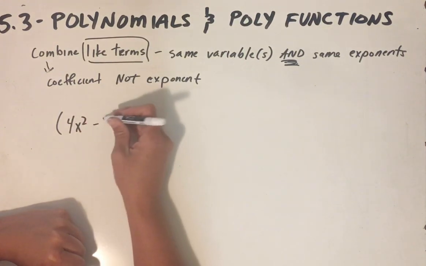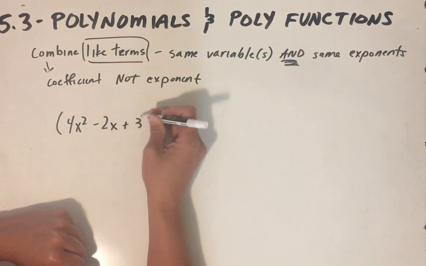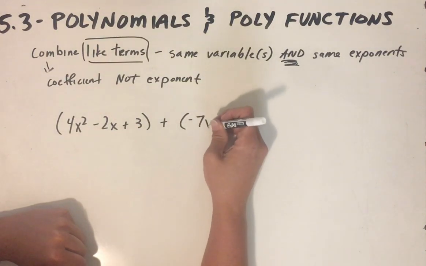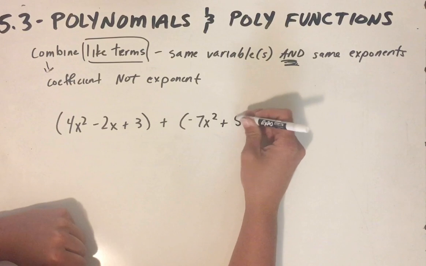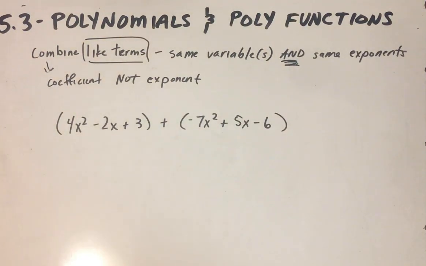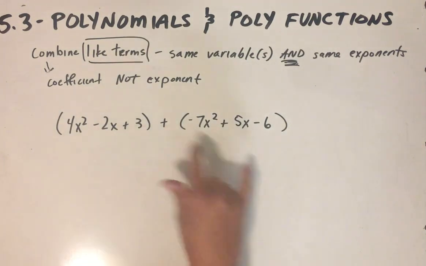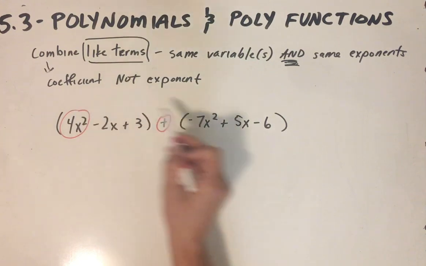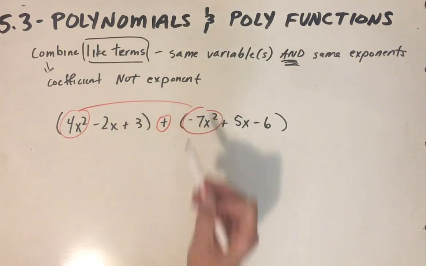4x squared minus 2x plus 3. And I want to add that to the polynomial negative 7x squared plus 5x minus 6. Again, it doesn't matter if these are separated out. The bottom line is that I'm adding these, and when I'm adding them, I'm combining like terms. So I'm going to say, hey, these terms are the same, so I'm going to combine them.